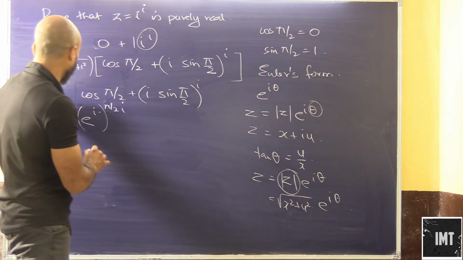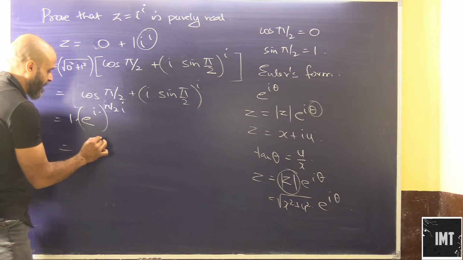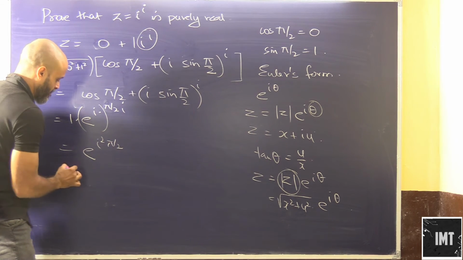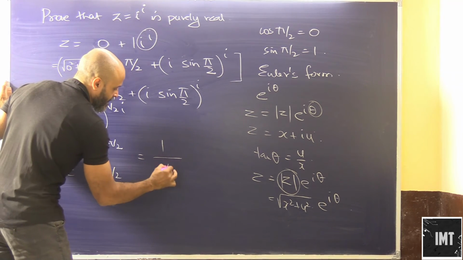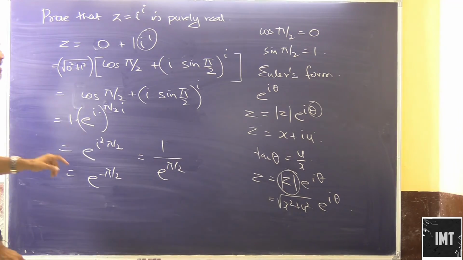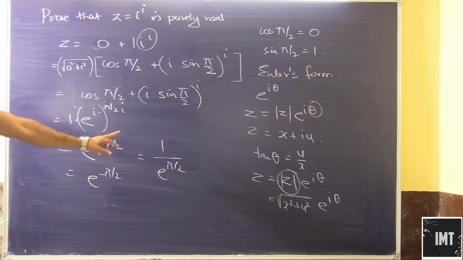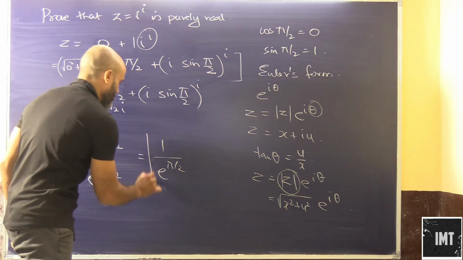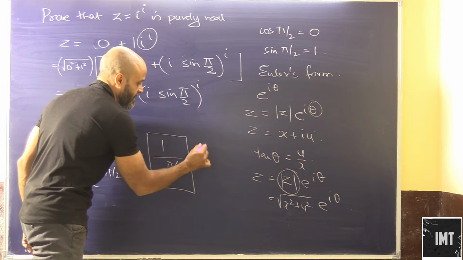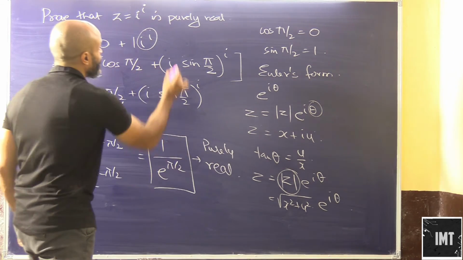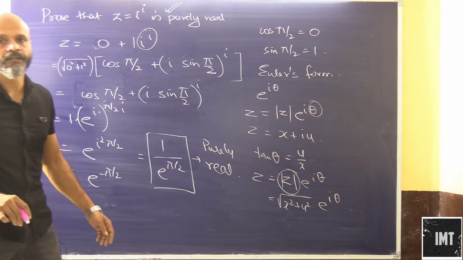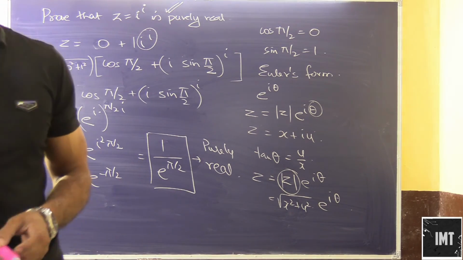Okay, so in this case it will be e to the i square pi by 2, which means e to the minus pi by 2, which means 1 by e to the power of pi by 2. Okay, and this has no imaginary part, which is basically making it purely real. So this proves that this is purely real. Okay, you can take a snapshot of the same.